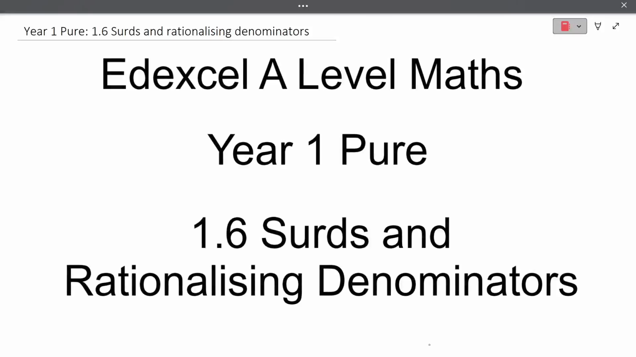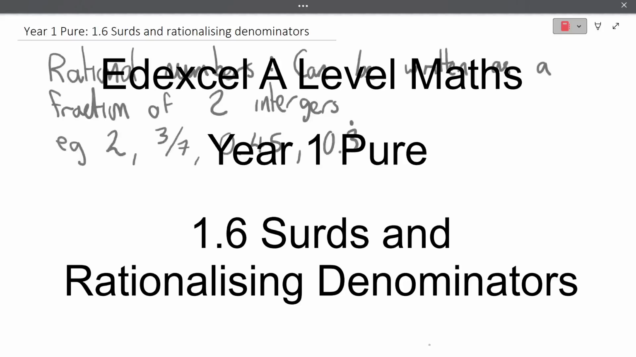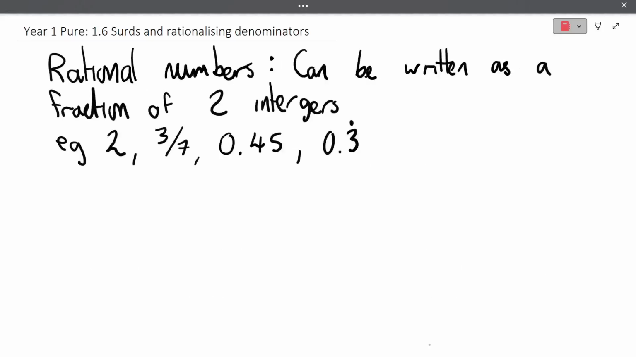I thought I'd start off initially by looking at what is a rational number. Well, a rational number is just a number which can be written as a fraction of two integers. For example, 2 is a rational number, but so is 3/7, so is 0.45, so is 0.3 recurring, which is 0.33333333, and so on. We can even have negatives here.